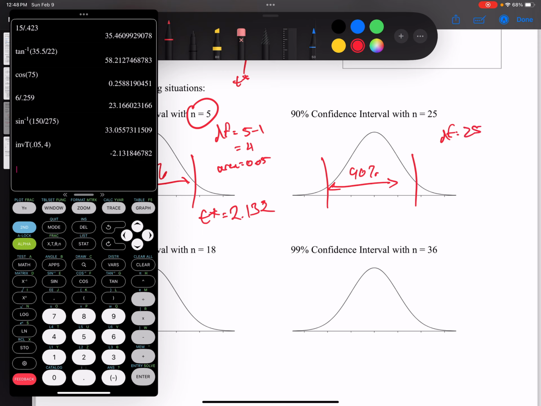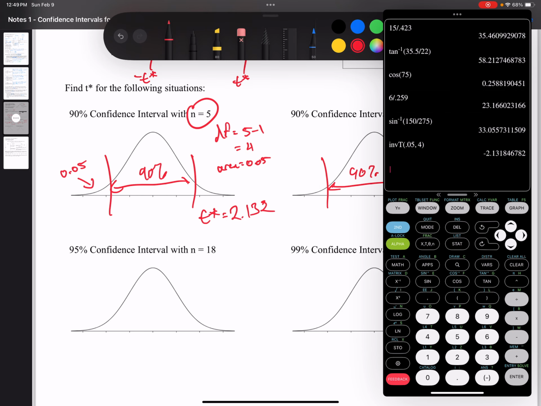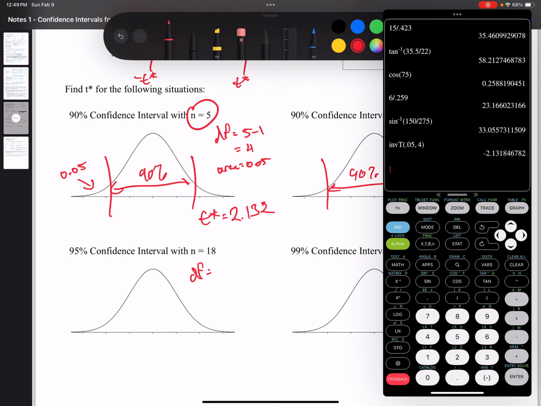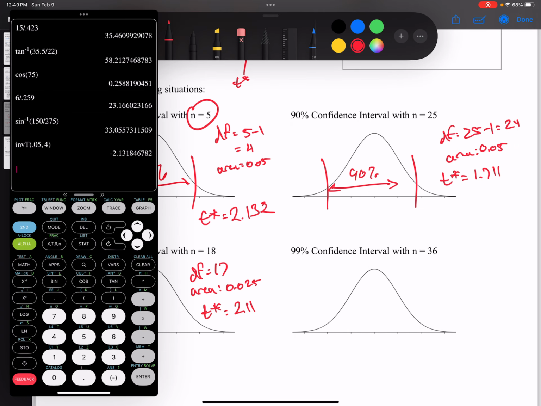I'll just make this a little bit quicker. Get this 24. We have an area of 0.05 again, gives us a t star of 1.711. Okay, this one, we have a degrees of freedom of 17, area of 0.025, and a t star this time of 2.11. And then the last one, degrees of freedom is equal to 35, area is 0.0005.